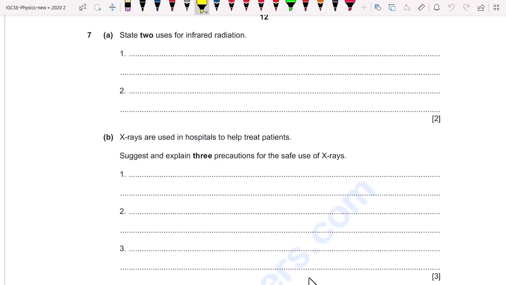Question number 7, part A. State 2 uses for infrared radiation. So infrared radiation is used in remote controls, infrared sensors, alarms and specific electrical appliances. So I write here remote control and in infrared sensors and alarms.